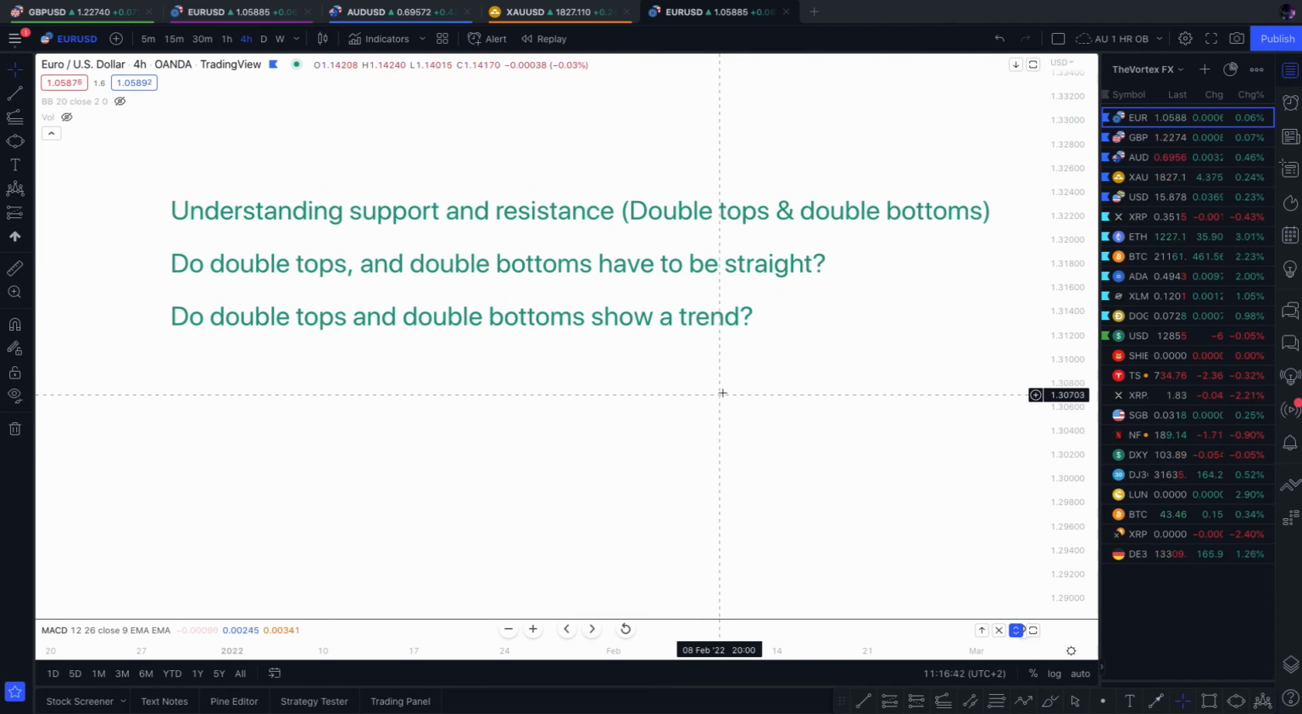All right, guys. So on that note, I will be wrapping up this second video on the DT and DB. By the way, DT is just short for double top. DB is just short for double bottom. So I will be wrapping up this DT and DB video.